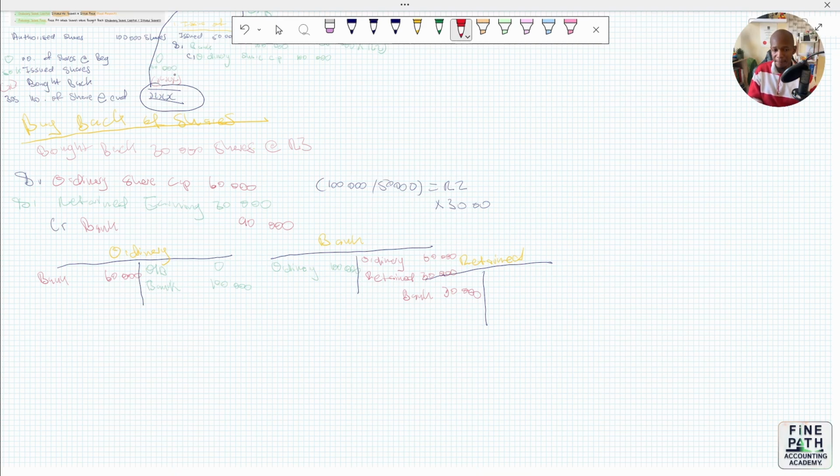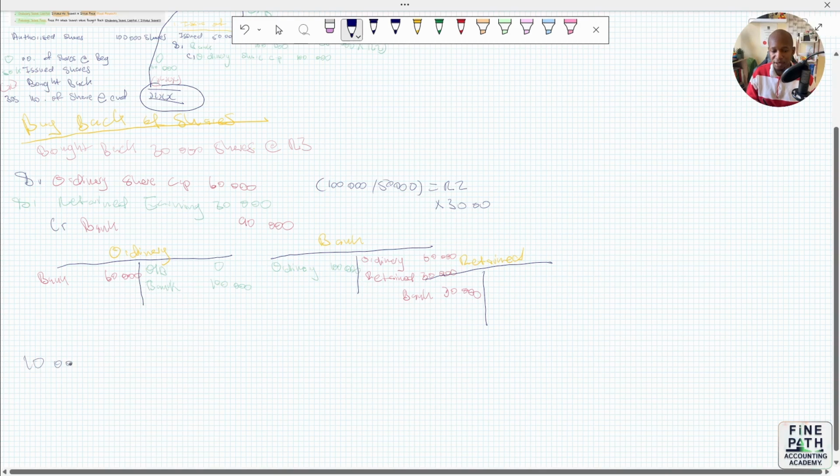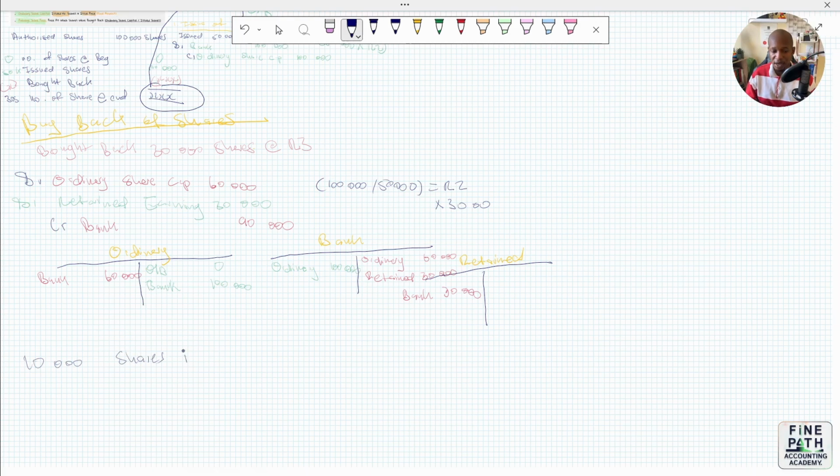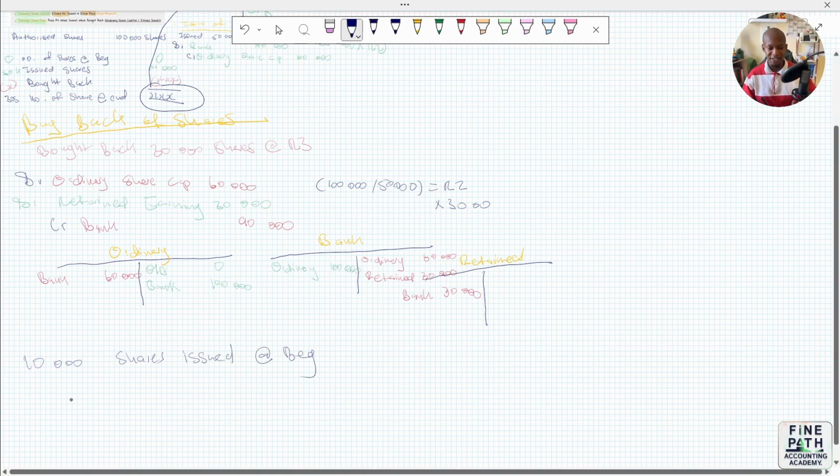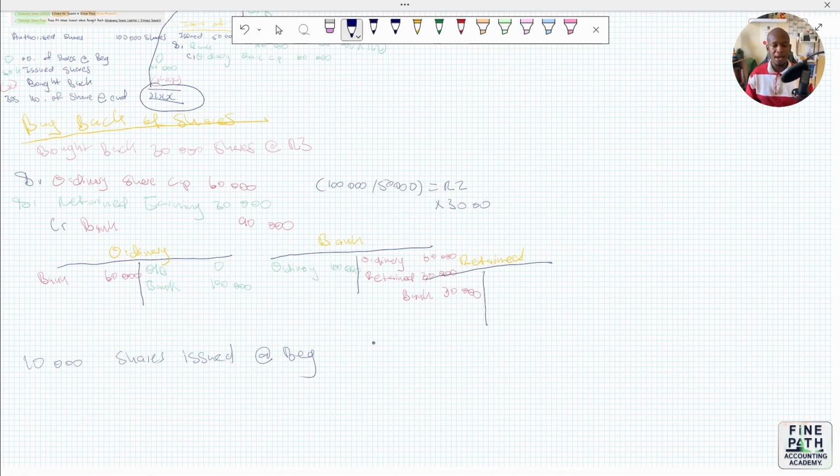So you can just work back and solve for that. At the beginning of the year we had our ordinary share capital. So let's do this here. Let's say at the beginning of the year we had 10,000 shares issued, shares in issue. Let's say we had issued those 10,000 shares at, let's say, 3 rands. So we would have 30,000 as our opening balance there.